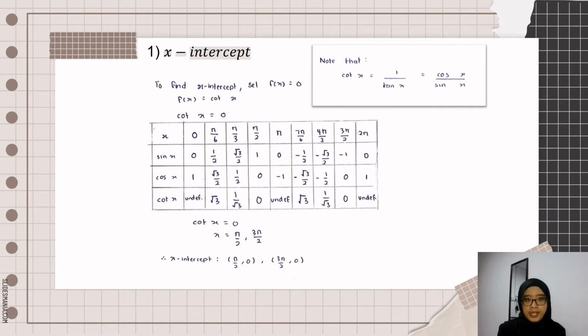Firstly, we need to find the x-intercept. To get the x-intercept, we need to set the function equal to 0. Then, we solve the function and we get x equal to pi over 2 and 3 pi over 2. Thus, the conclusion is the x-intercepts are at (pi over 2, 0) and (3 pi over 2, 0).